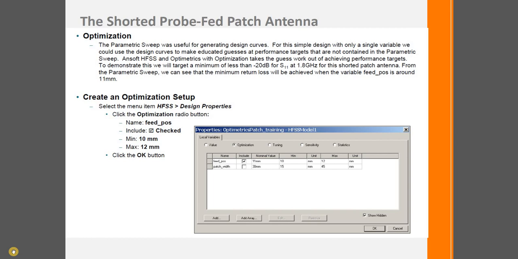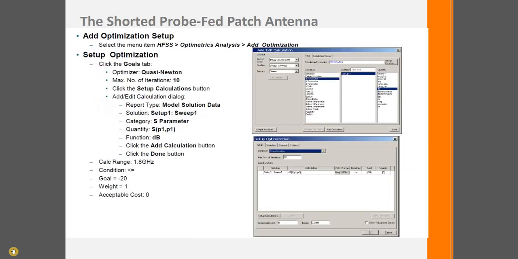Under the optimization tab, we need to check the feed position variable and set the minimum and maximum value to optimize in this limit, and then select OK and run the optimization. And then define the optimization setup. Going to the optimization setup, HFSS Optimetrics analysis, and then select add optimization.